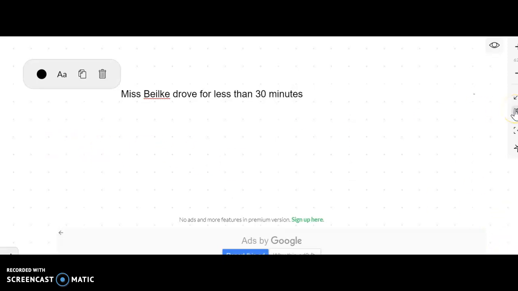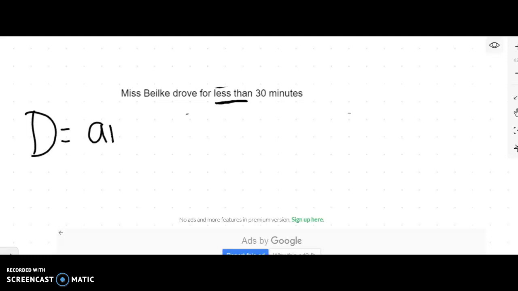Okay, so I drove for less than 30 minutes. So I'm going to underline less than, those are our keywords there. I have to define my variable. I'm going to say D equals amount driven.